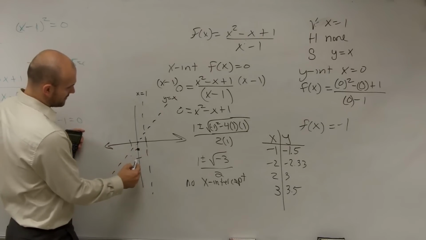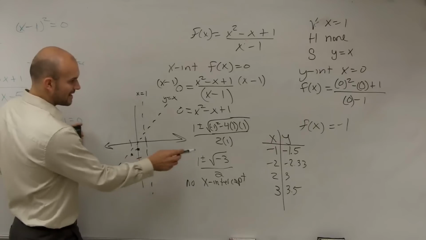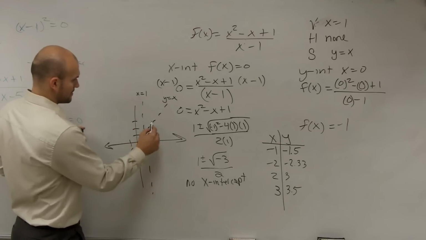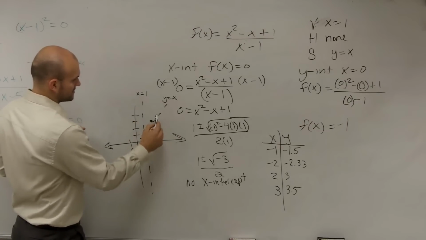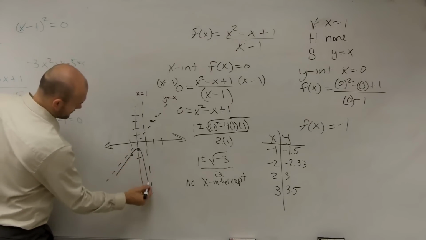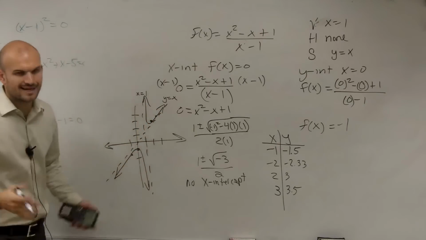So if we look at my random graph, at negative 1, I go down to negative 1.5. At 2, it's going to look something like that. At 2, I'm going up to 3. And then at 3, I go to 3.5. Looks like that, all right? I believe the shape of the graph is going to look something like this. Again, you guys don't need to know.